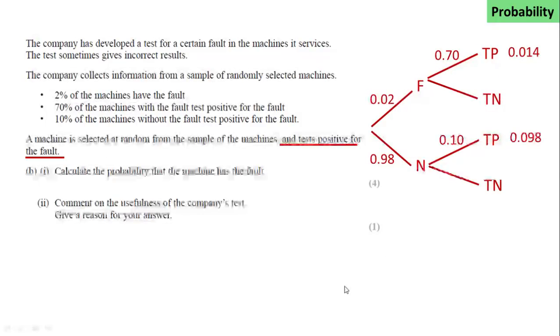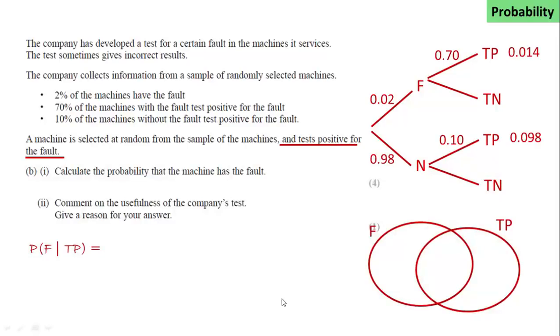So the next part of the problem is a machine is selected at random from the sample of machines and it tests positive for the fault. Calculate the probability that the machine has the fault. So this is a case of a conditional probability. Normally, we're asked to find the probability of a fault given that it tests positive. The word given's missing here, and we have to realise that it's conditional probability.